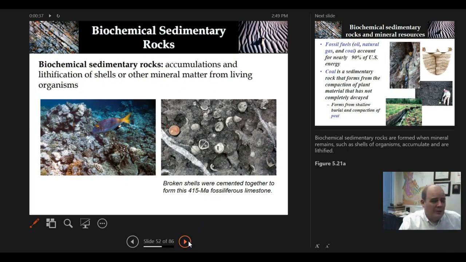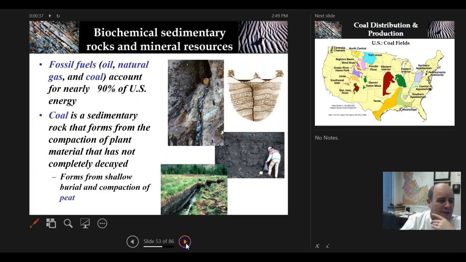Now, other things we can do is what we call biochemical reactions, and this is when animals actually help the chemical process, okay, to form things like corals, coral reefs, and shells, and things like that. Now, what's very important about biochemical sedimentary rocks is that they also tend to form what we call fossil fuels: oil, natural gas, coal, all biochemical sedimentary processes.